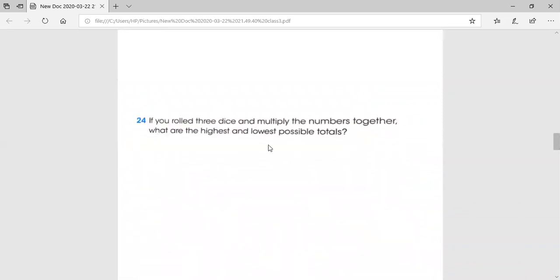If you roll three dice, that means we want to roll three dice, okay? And multiply the numbers together. What are the highest and lowest possible totals? What is the highest and lowest possible total?